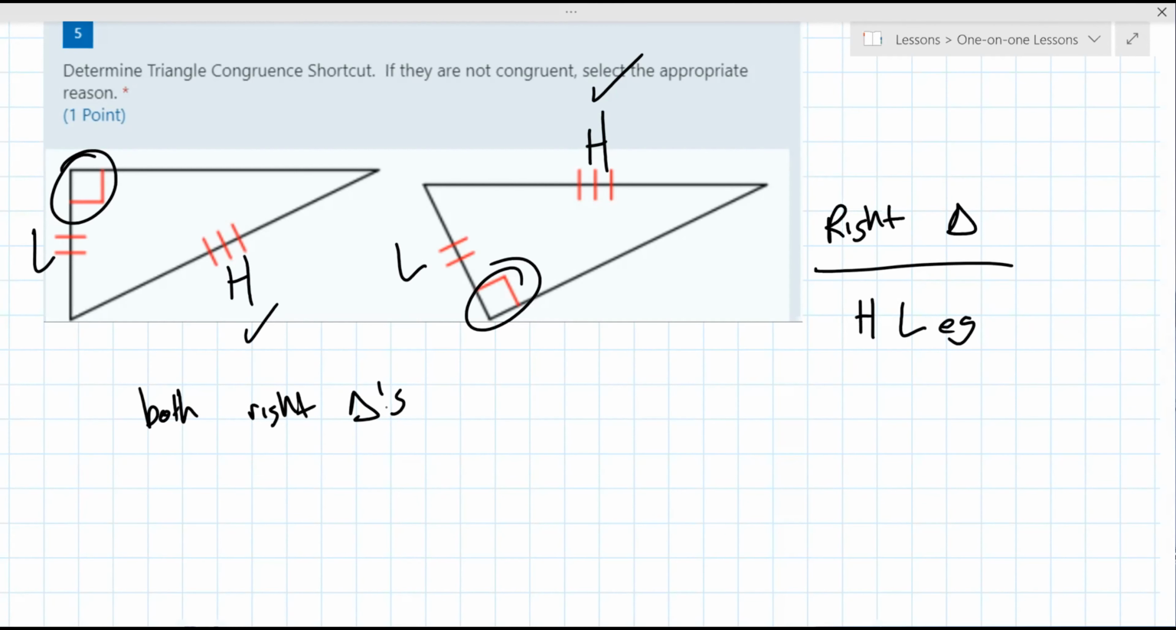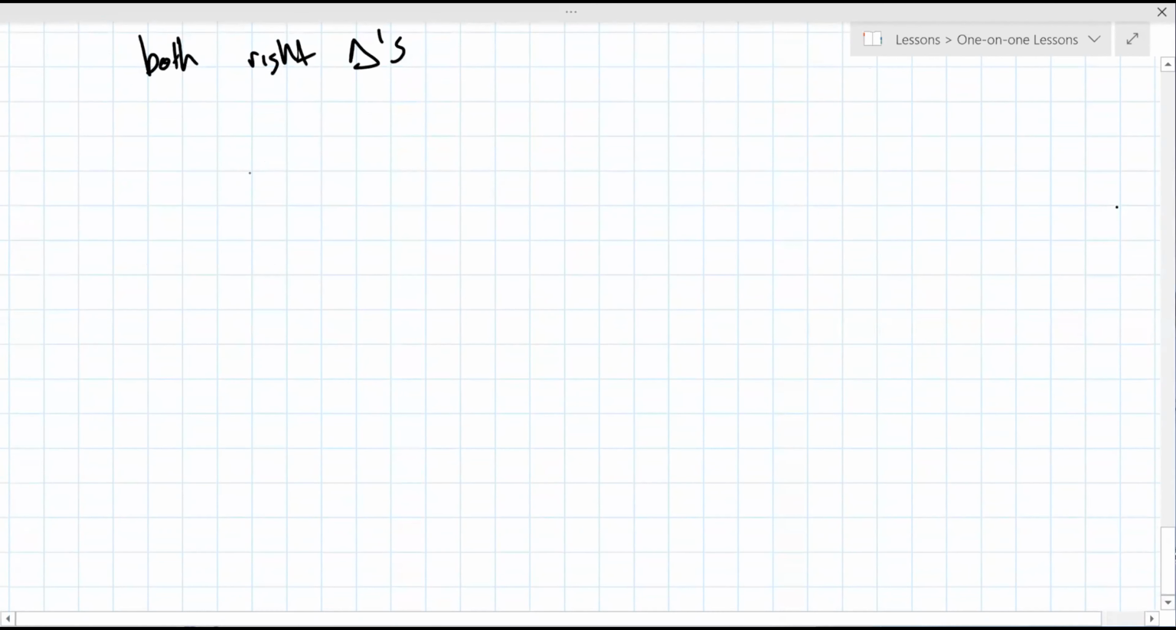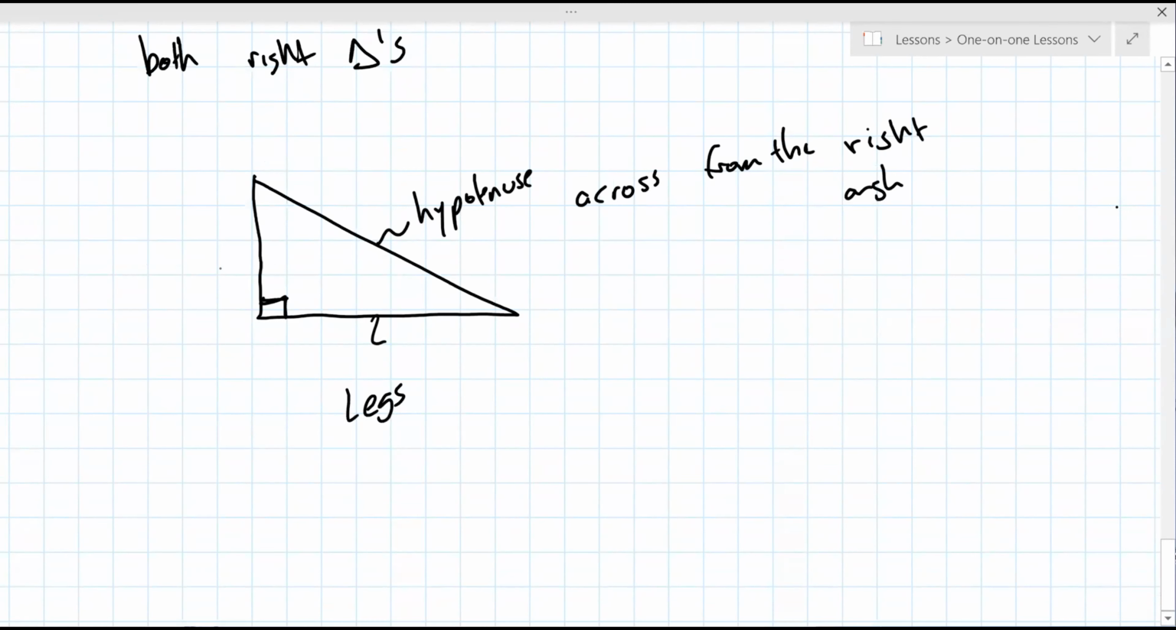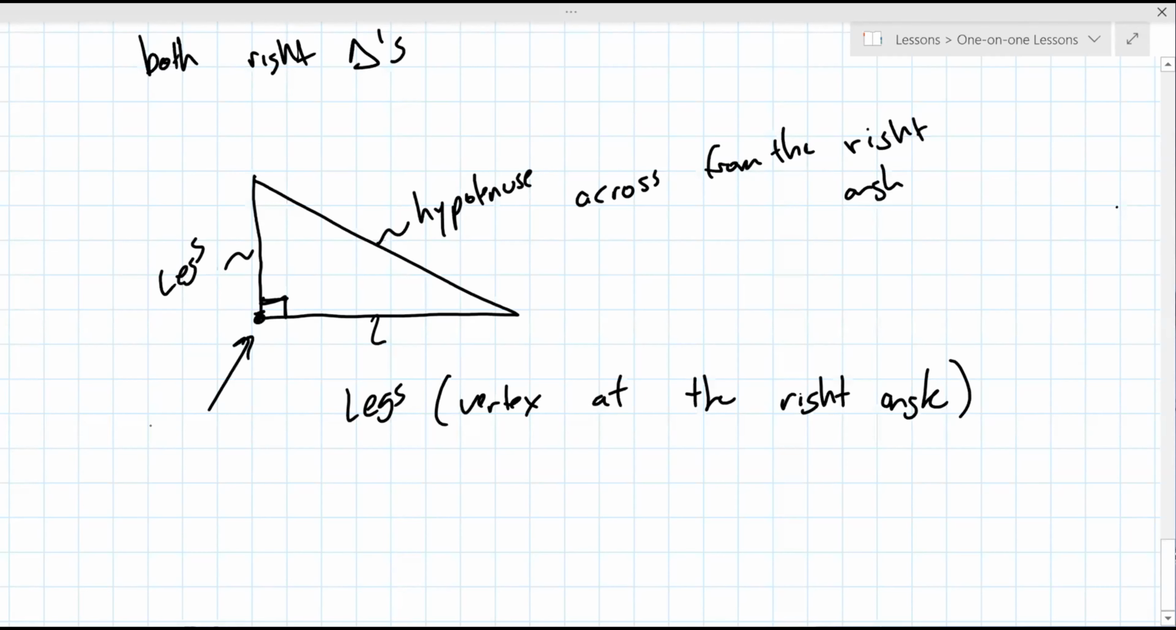All right, let's take a look at a triangle that's not shown here. Something like this. Okay, so the hypotenuse is always across from the right angle. These are both legs. Kind of makes sense. You and I, as far as I know, we both have two legs. The legs have a vertex at the right angle. So they both meet here at this right angle. Both legs meet there.